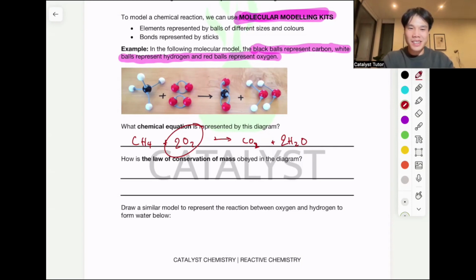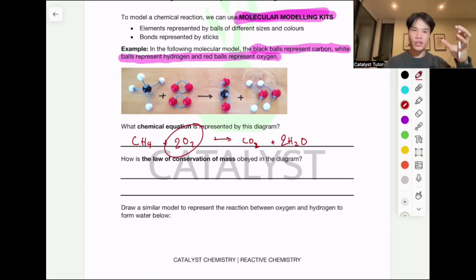Because we have the same amount of everything on one side as the other. That's why you balance it. For example, we'll have four hydrogens on the left side, and we'll still have four hydrogens on the right side. Perfect. So to summarize, we have the same number of atoms in the reactants as in the products.